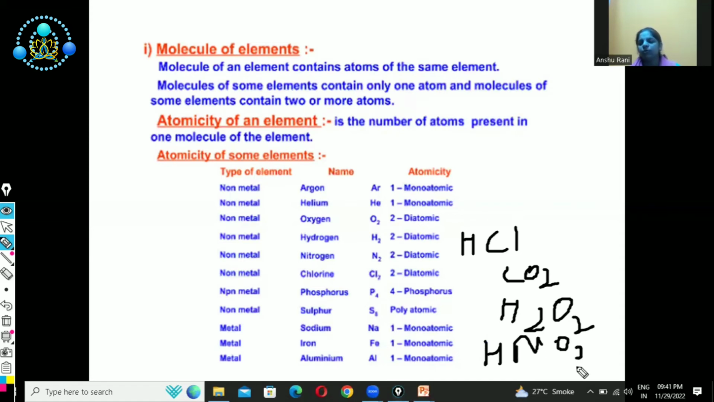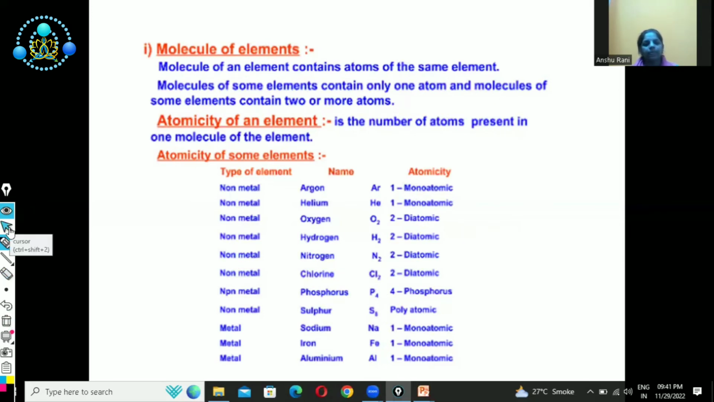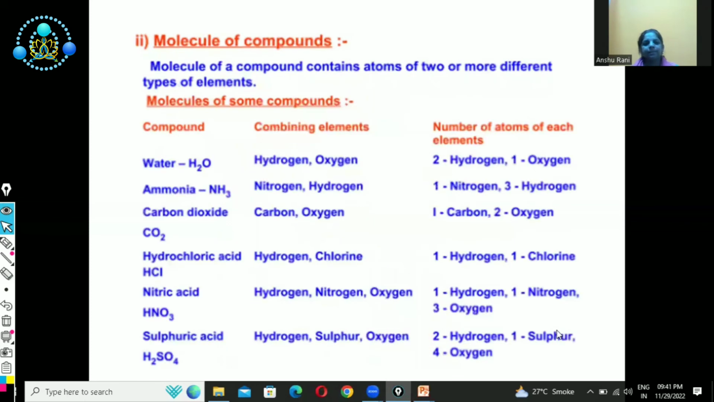In poly, you can have examples like nitric acid, sulfuric acid, phosphoric acid. If an exam question is there, find the atomicity of nitric acid. How will you find? 1 plus 1, 2, 2 plus 3, 5. So it is having atomicity 5. These are molecules of compounds. Like water, water is having hydrogen and oxygen. 2 atoms of hydrogen, 1 atom of oxygen. They are combined, so atomicity is 3.